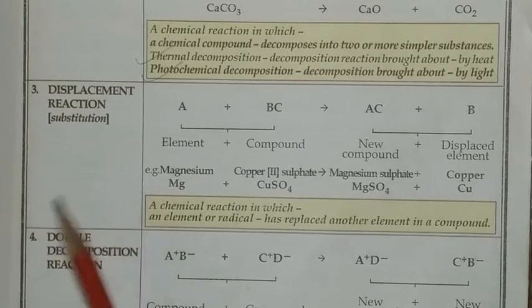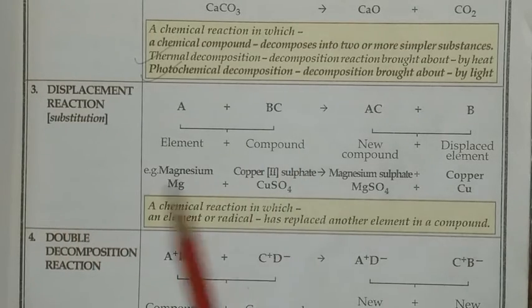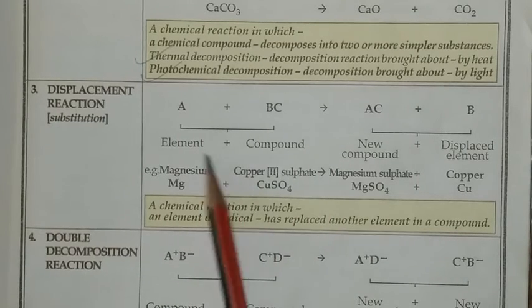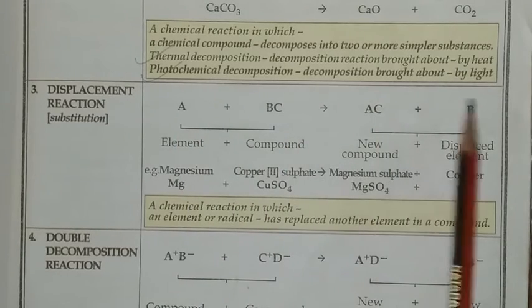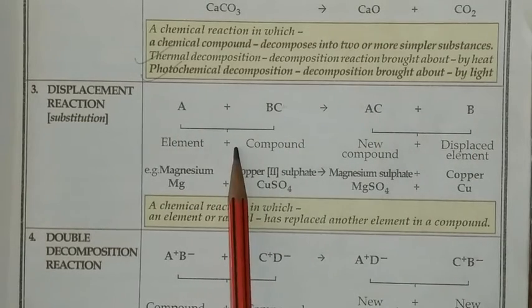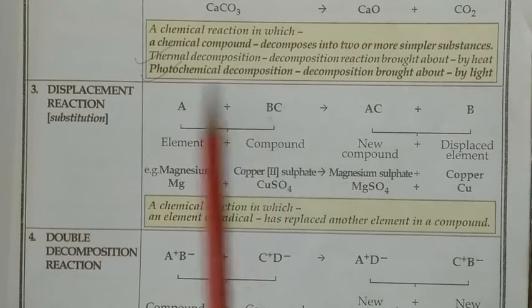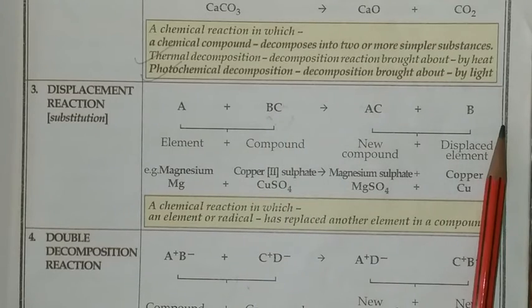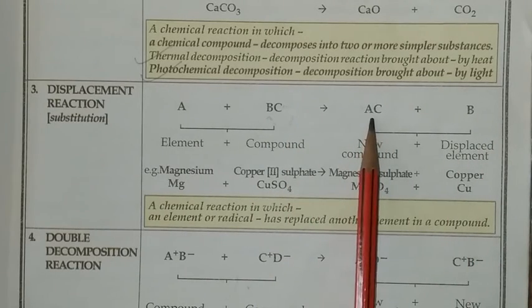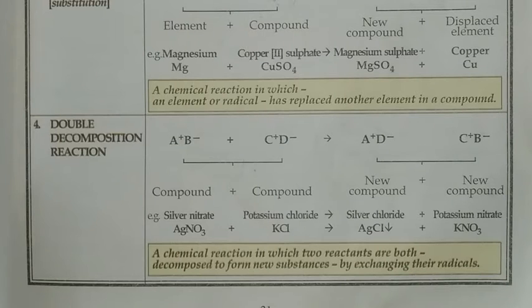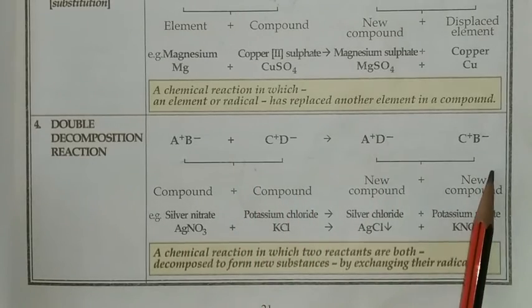Displacement reaction. A chemical reaction in which an element or radical has replaced another element in a compound. You can see here that A plus BC gives AC plus B. Here you can see that the element C is with B in the reactant side, and in the product side, C is now with element A. Double decomposition reaction. A chemical reaction in which two reactants are both decomposed to form new substances by exchanging their radicals, like AB plus CD gives AD plus CB.